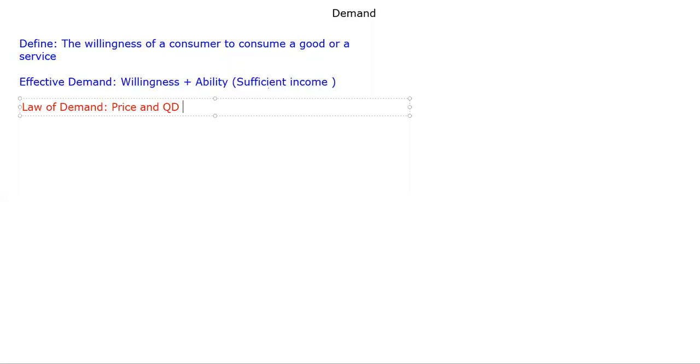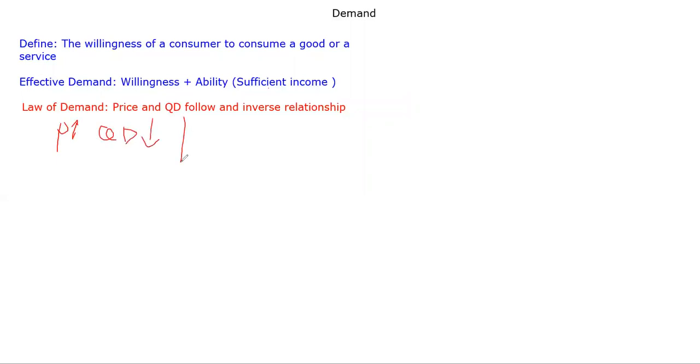So the law of demand states that price and quantity follow an inverse relationship. So the idea here is that if price increases, the quantity demanded should decrease, or if price decreases, quantity demanded should increase. Basically an inverse or a negative relationship, right? We can also call this a negative relationship.